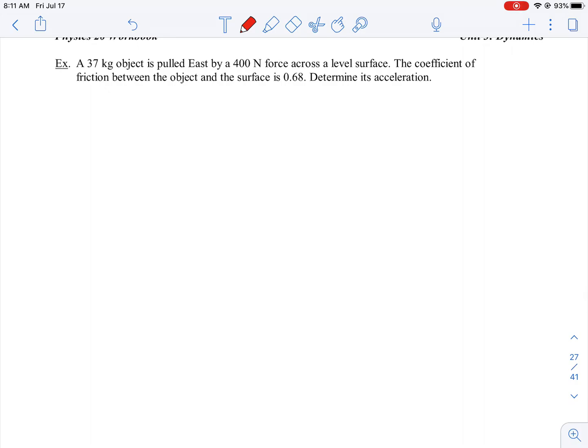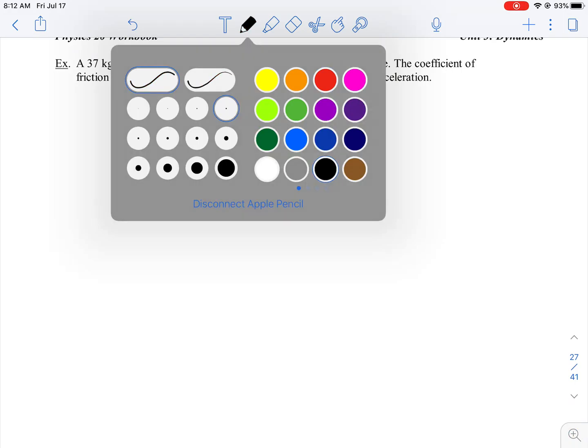Okay, so we have an object that's being pulled east, we're told the coefficient of friction, and we're going to try to figure out what the acceleration happens to be. Let's draw the diagram for this one. And what you're going to find out is when you're dealing with friction, you have to draw both vertical and horizontal forces. So let's imagine this happens to be the object. And I'll just draw the ground as a dotted line. Remember, just draw the object.